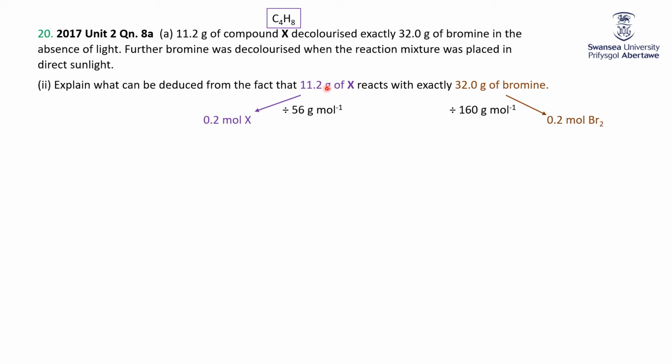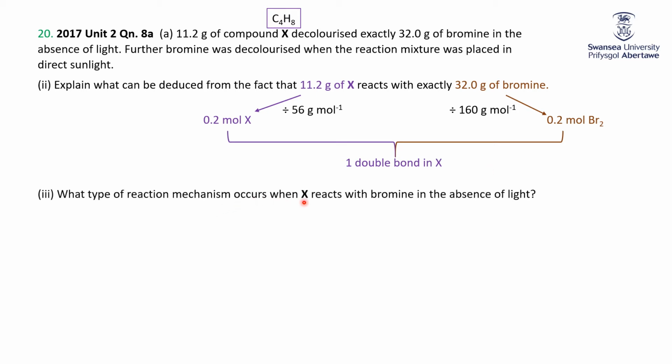Notice all I've done is what I encourage you to do automatically anytime you see grams of a pure substance: divide it by the molar mass to get moles. So seeing as 0.2 moles of X requires 0.2 moles of Br2, so 1 X requires 1 Br2, there's going to be 1 double bond in X.